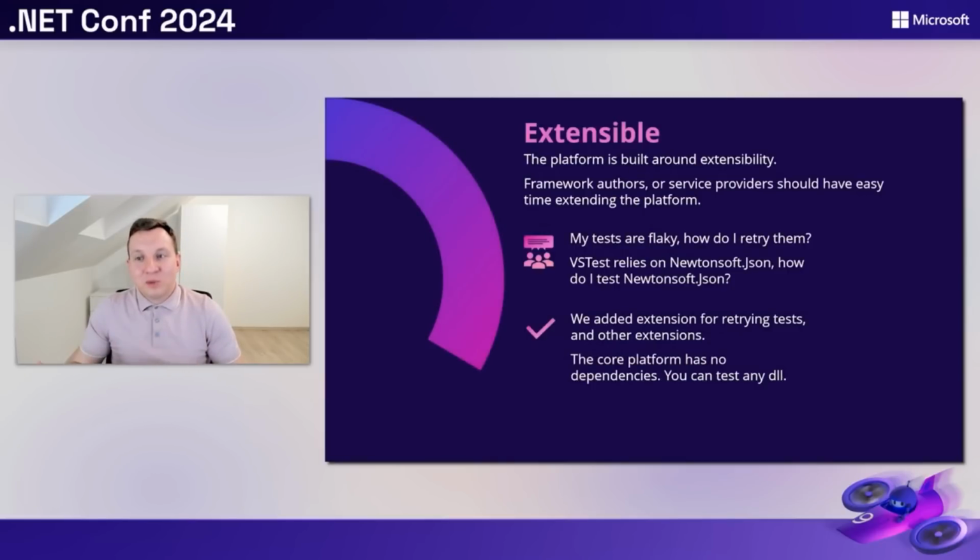Then we want the platform to be extensible. Internally, it's built around extensibility. A lot of the things it does are extensions internally, and we also have extensions that are external, such as hang dump, which we will see, which is similar to the blame functionality inside of VSTest. We want us, framework authors, and service providers to have an easy time providing additional functionality that will be added to the current testing platform.